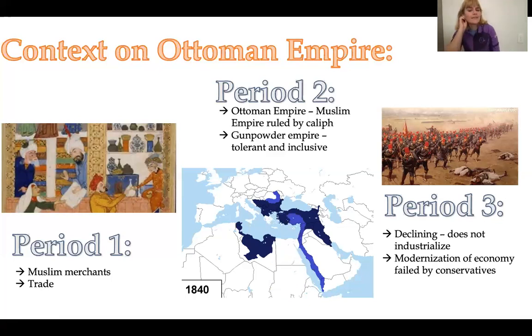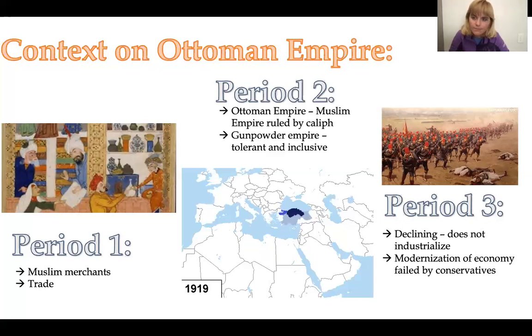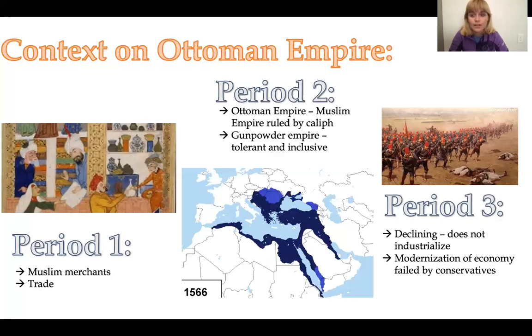Now, by the end of period 2 and coming into period 3, the Ottoman Empire is not so great. We said the leaders of the Ottoman Empire were relatively conservative. They're not interested in liberalization or modernization of their economy. They don't really industrialize. They try to industrialize at the end of period 3 through the British and French, but it's not really that effective.